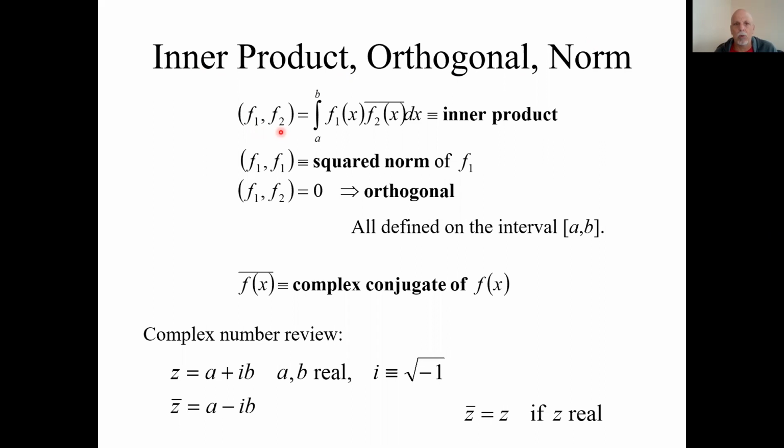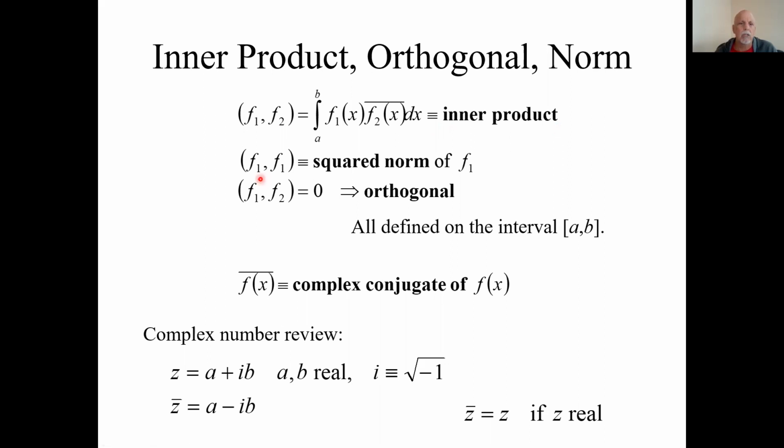Here's what we mean by an inner product, and here's our notation for it. Something we do with two different functions. So this is the inner product of function f1 and function f2. Means we put them in this integral: f1 times the complex conjugate of f2. We take the definite integral over the interval a to b. So this would be the inner product on the interval a, b. That's what we call the inner product.